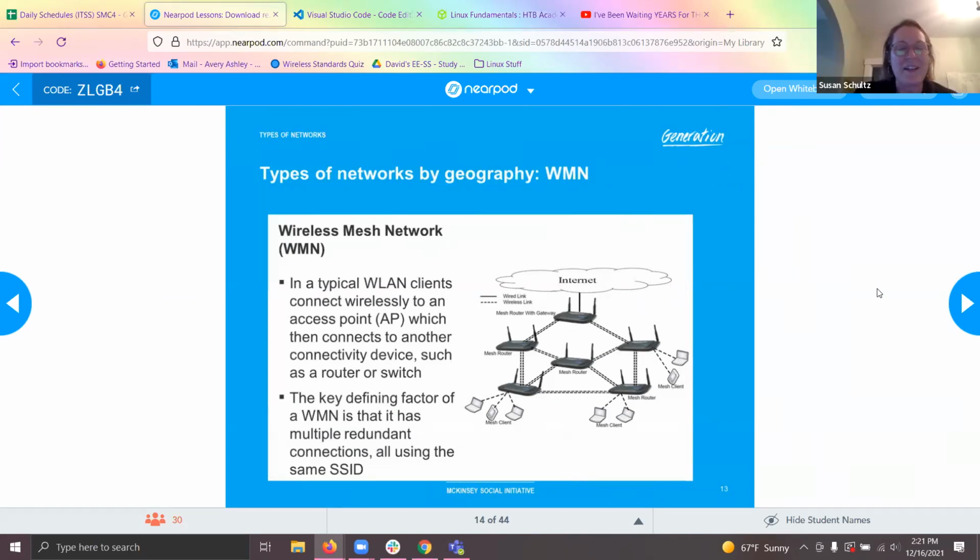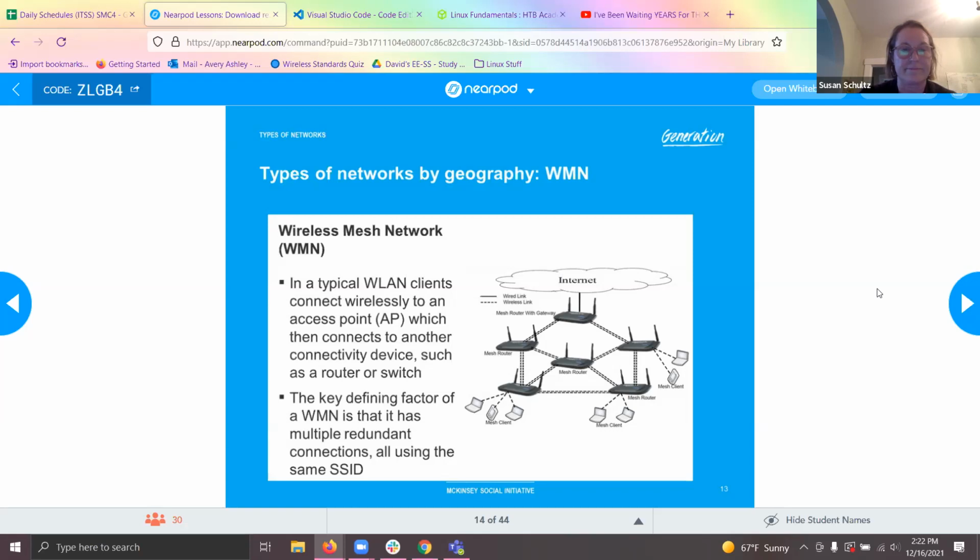Wireless mesh network, WMN, is a typical WLAN. Clients connect wirelessly to an access point, which then connects to another connectivity device, such as a router or switch. The key defining factor of a WMN is that it has multiple redundant connections, all using the same SSID.